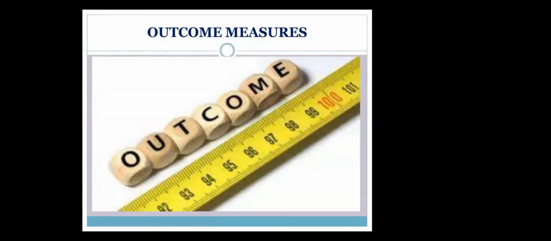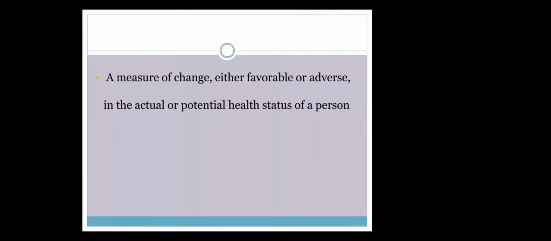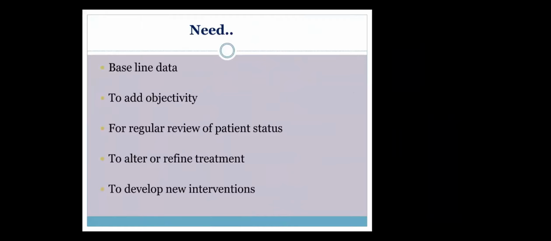Now once risk stratification is done, we also need to look at some of the outcome measures that should be used. An outcome measure is basically a measure of change, which can be either favorable or adverse, in the actual or potential health status of a person. Outcome measures are necessary to establish if you have made any progress in the cardiac rehab program. So we need to establish the baseline data for adding objectivity to our assessment, for regular review of patient status, to alter or refine treatment depending on if there's any progress or deterioration in terms of outcome measures, and also to develop new interventions.